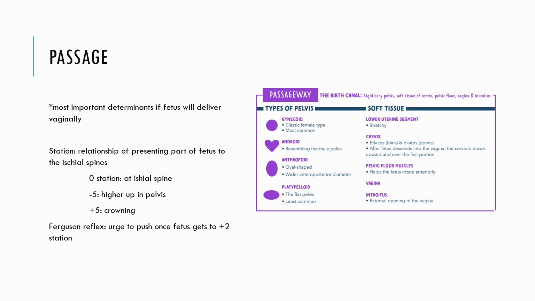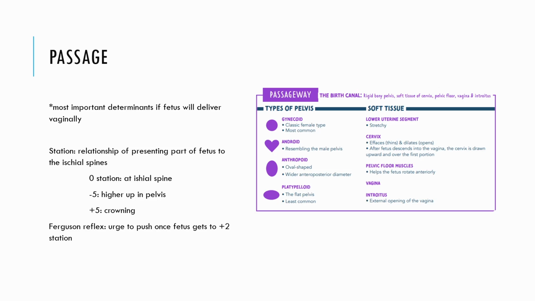Our next P stands for passage or passageway. This is the most important determinant if the fetus will deliver vaginally, and what this relates to is mom's pelvis. Okay, the birth canal. So we have our pelvis, the cervix, the vagina, the introitus. When you're looking at a patient's pelvis, there are 4 different types of pelvis that she could possibly have.